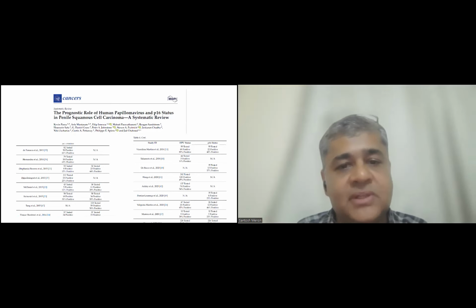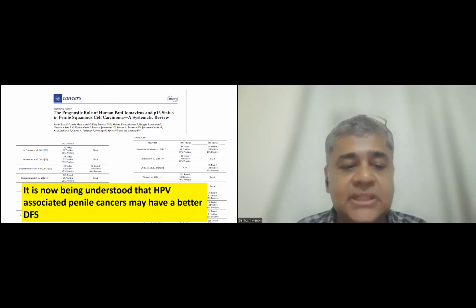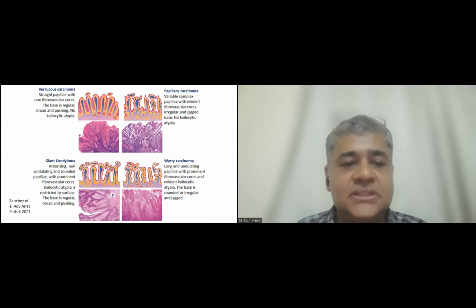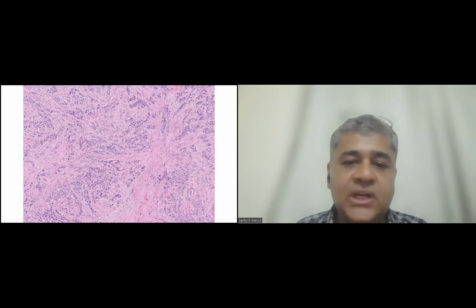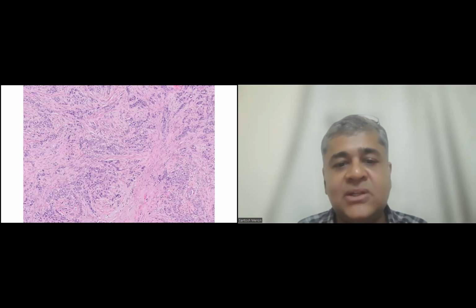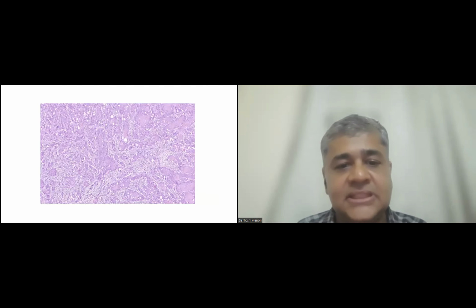The testing of HPV is also a problem, not available everywhere. But now it is being understood that HPV-associated penile cancers may have a better disease-free survival. So that's the current understanding, and we have to go ahead with this and do studies together. So when we are fraught with these kinds of problematic papillary and verruciform lesions, we have to definitely employ P16 and if possible HPV to distinguish. In a very poorly differentiated cancer, basaloid or non-basaloid, we have to do P16 and HPV testing in these cases.